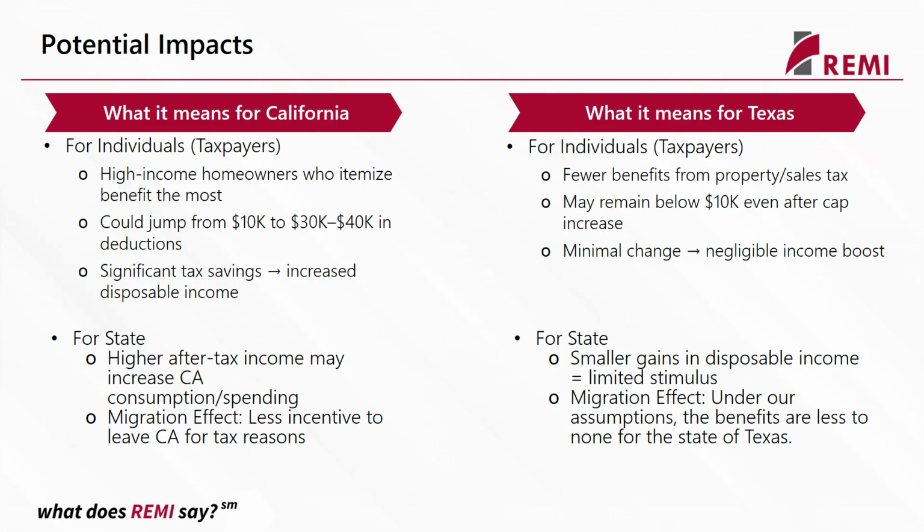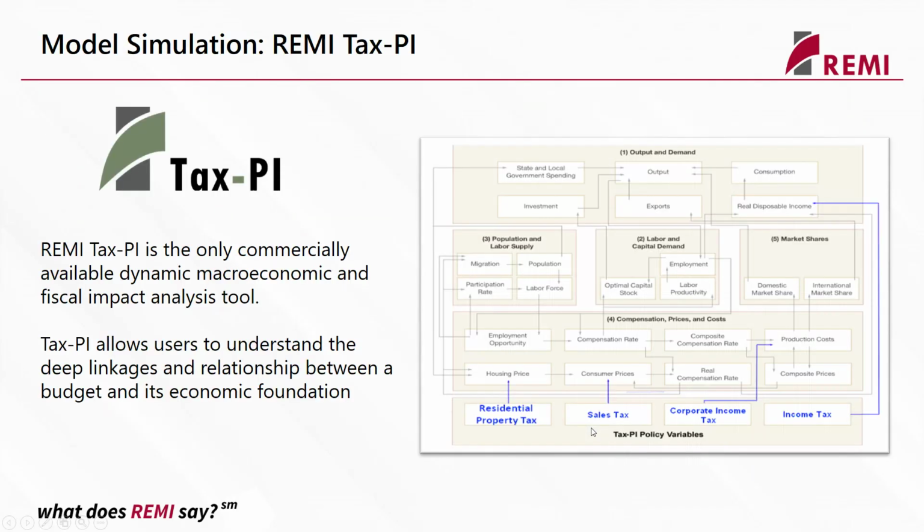Yeah, thank you, Shreya. So now I'm going to go through the model we used for this study. We used a REMI Tax-PI model, which is designed to evaluate the dynamic economic and fiscal impacts of tax and other policy changes. This model is built on our PI+ model, but with additional features that allow agencies to perform various economic analyses, such as budget forecasting, fiscal impact analysis, and other economic or policy evaluations.